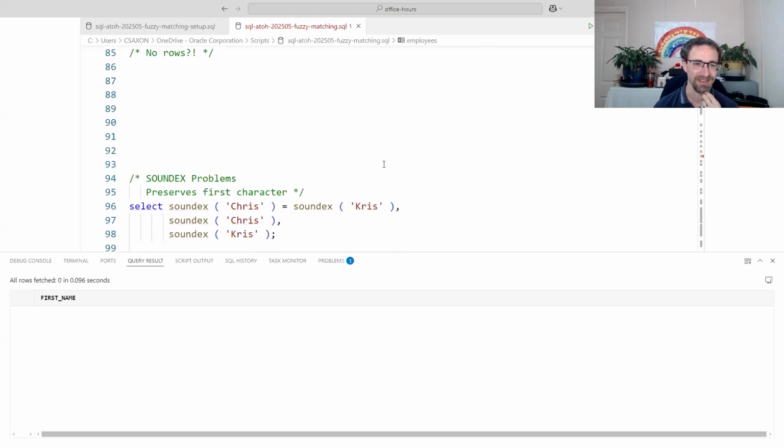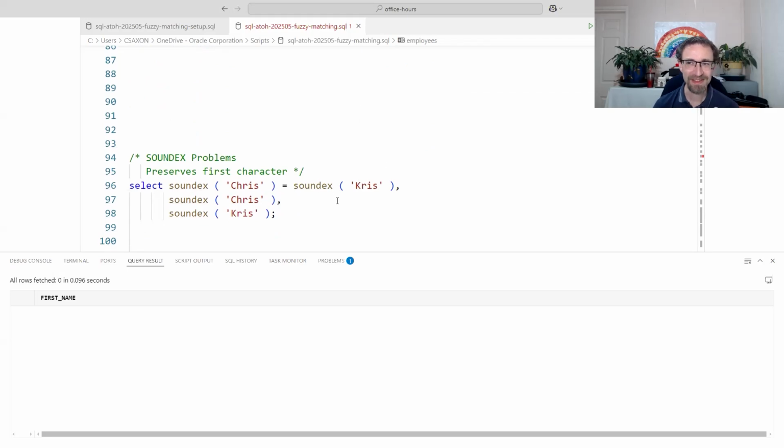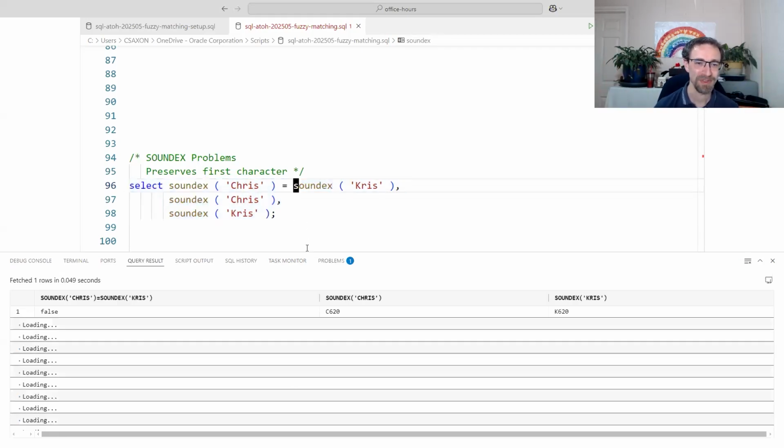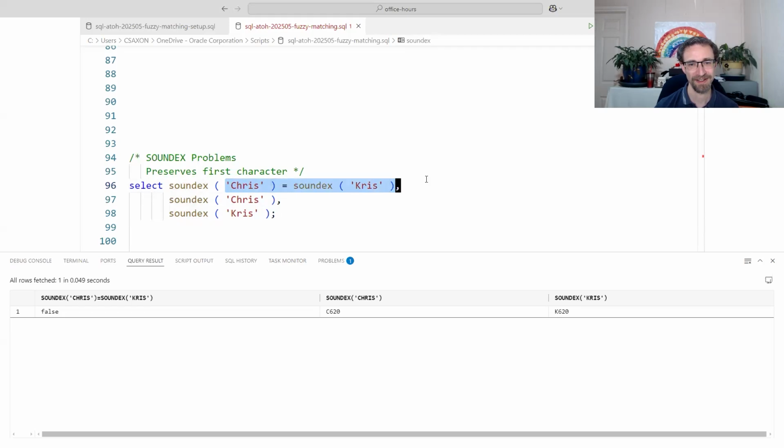So why is this? Well, one of the key things about SOUNDEX is it always preserves whatever the first character is. It doesn't matter whether they sound the same or not. It always keeps it. So Kris with a CH and Kris with a K are not mapped to the same code, okay? They're considered different, because SOUNDEX Kris begins with a C, and SOUNDEX Kris with a K begins with a K. So automatically they're going to be different. So that hasn't really worked here.